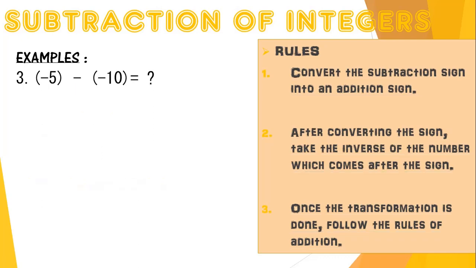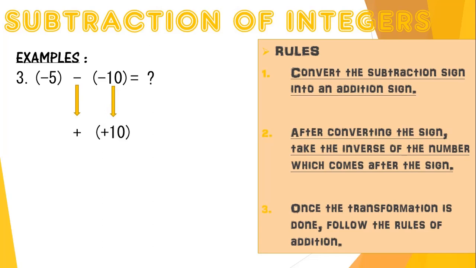Let's check this question. It is minus 5 minus 10. Again, first step is convert the subtraction sign into an addition sign. So minus sign is converted to plus sign. Next step is after converting the sign, take the inverse of the number which comes after the sign. In the given example, the number after the sign is minus 10, and its inverse will be plus 10. Once the transformation is done, follow the rules of addition.